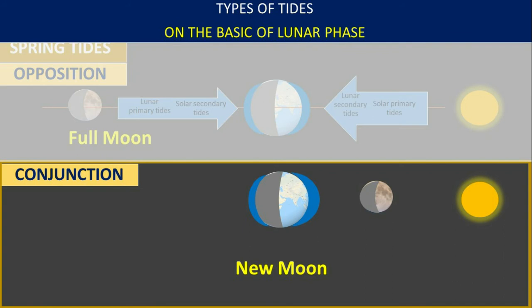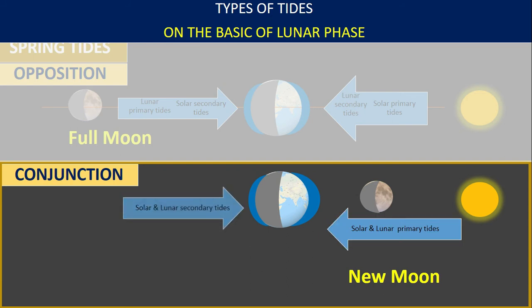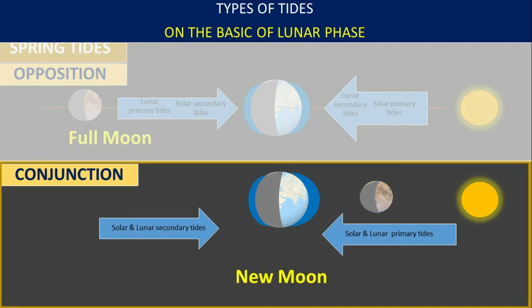On the new moon day, the moon lies between the sun and the earth. This alignment of sun, moon and the earth is called conjunction. In this position, the sun and the moon's combined pull is effective on the earth at the same point. So, the side of the earth facing the moon and the sun experiences lunar and solar primary tide. At the same time, the opposite side of the earth experiences lunar and solar secondary tide. So, this results in the highest spring high tide during new moon.